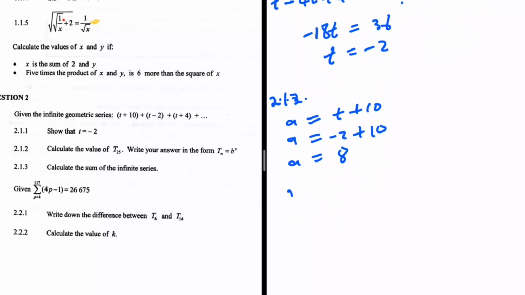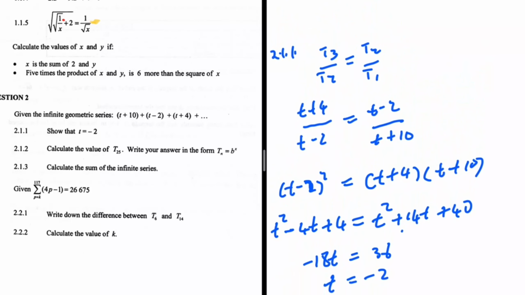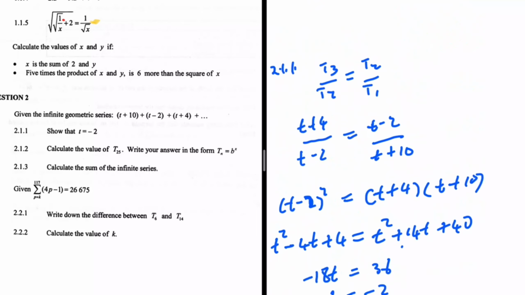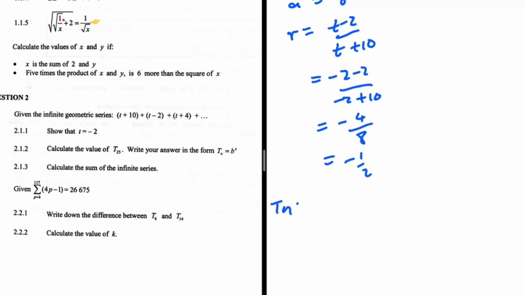Okay, we need r as well, right? So that we can have the formula and calculate t25. r is t minus 2 over t plus 10, right? So that will be minus 2 divided by minus 2 plus 10. So is that minus 4 divided by 8, and then is that minus 1 over 2? Seems like it. So we have tn being equal to a, which is 8, multiplied by r, which is minus 1 over 2 to the n minus 1.